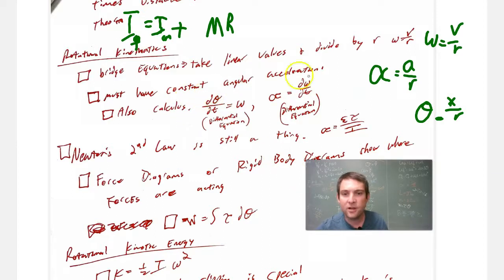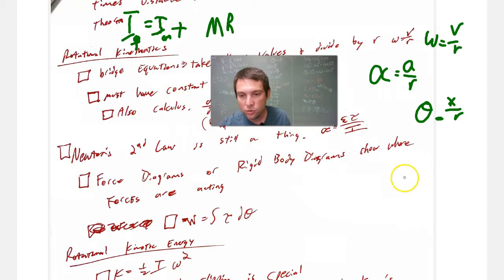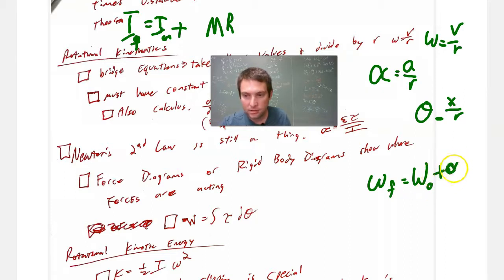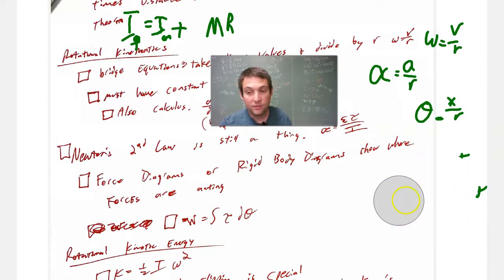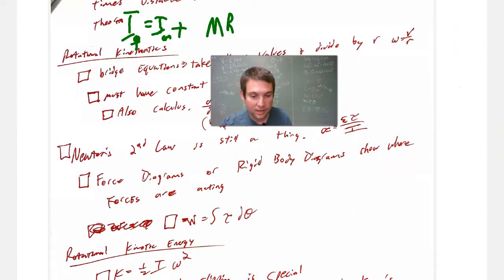You must have constant angular acceleration to use your angular kinematic equations. Remember those angular kinematic equations? Omega f equals omega naught plus alpha times t. And the no time equation, omega f squared equals omega naught squared plus 2 alpha delta theta. They're on your equation sheet. You can always go to them as necessary, as long as you have constant acceleration. If you don't have constant acceleration, you cannot use kinematics at all.